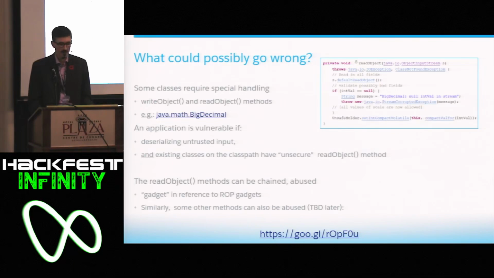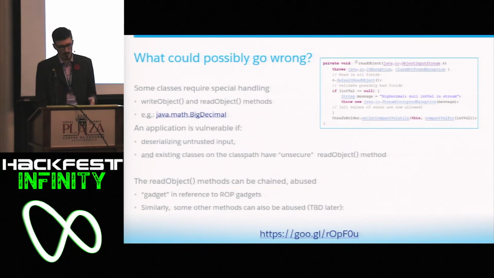A couple of years ago, I found one in OpenJPA where I found one class with a read object that, inside the read object, I was able to redirect the standard output to a file. And then I found another class that has another read object method where I could write anything I wanted into the standard output. So these two put together, I was able to create a JSP file on the server, and I was just able to remotely trigger the JSP file. So that was a remote code execution.